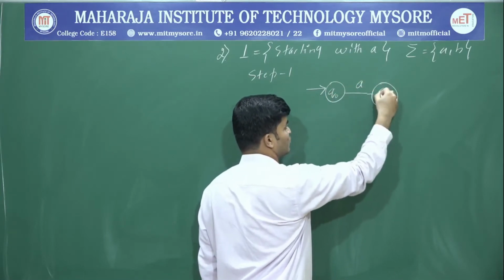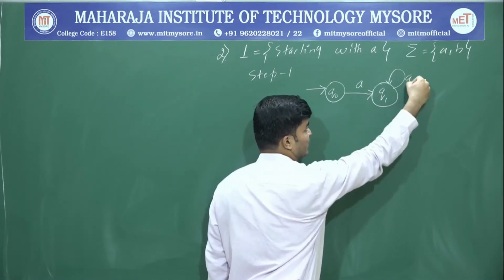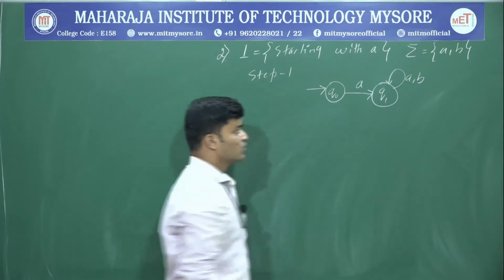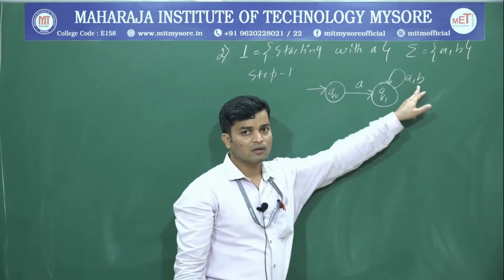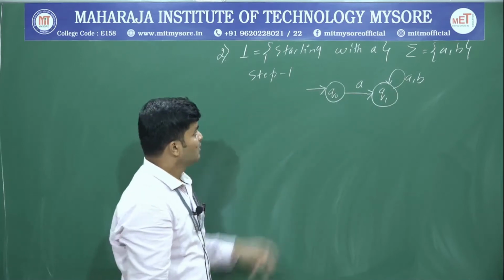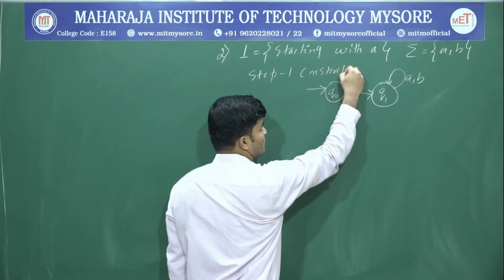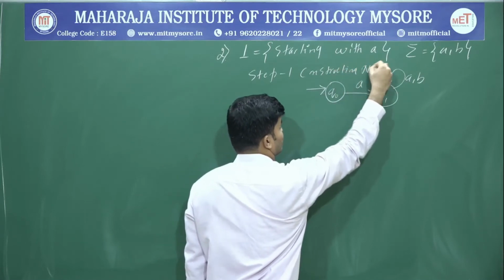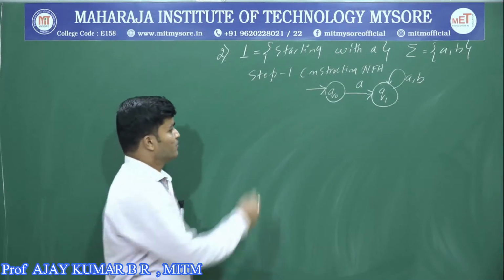So Q naught starts with A. Then at the end you can have anything that is made up of sigma, that is A, B. So now this becomes your NFA: starting with A, ending with anything. This is your step number 1, constructing the NFA for the given language. So what is step number 2?